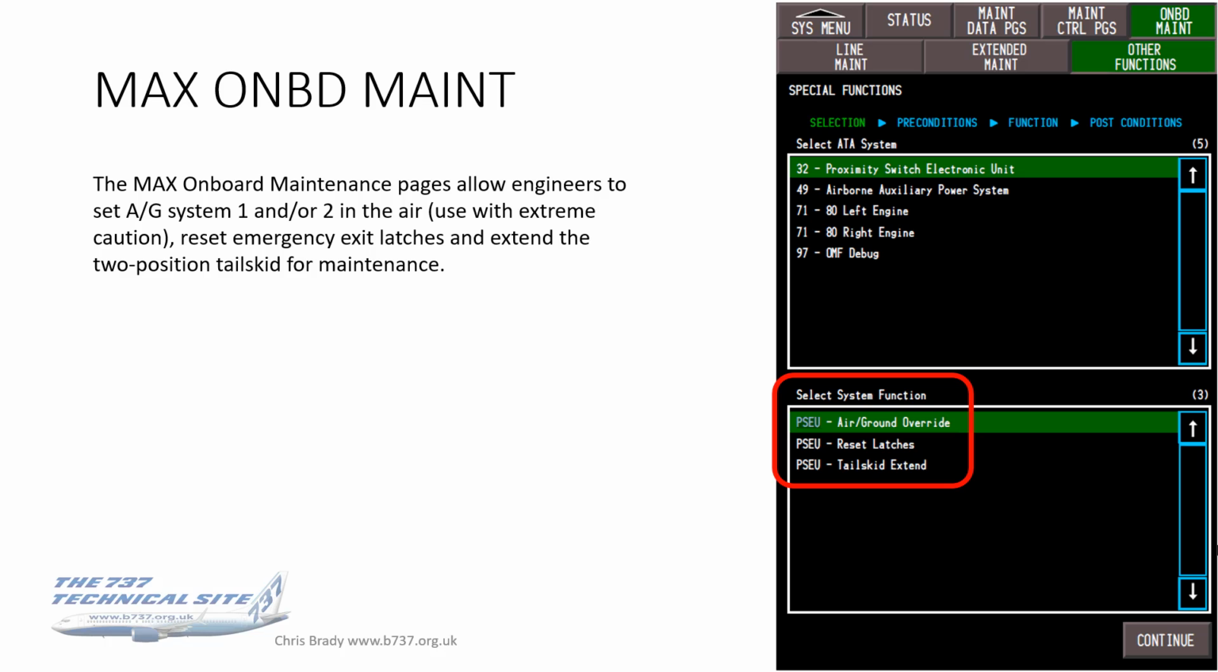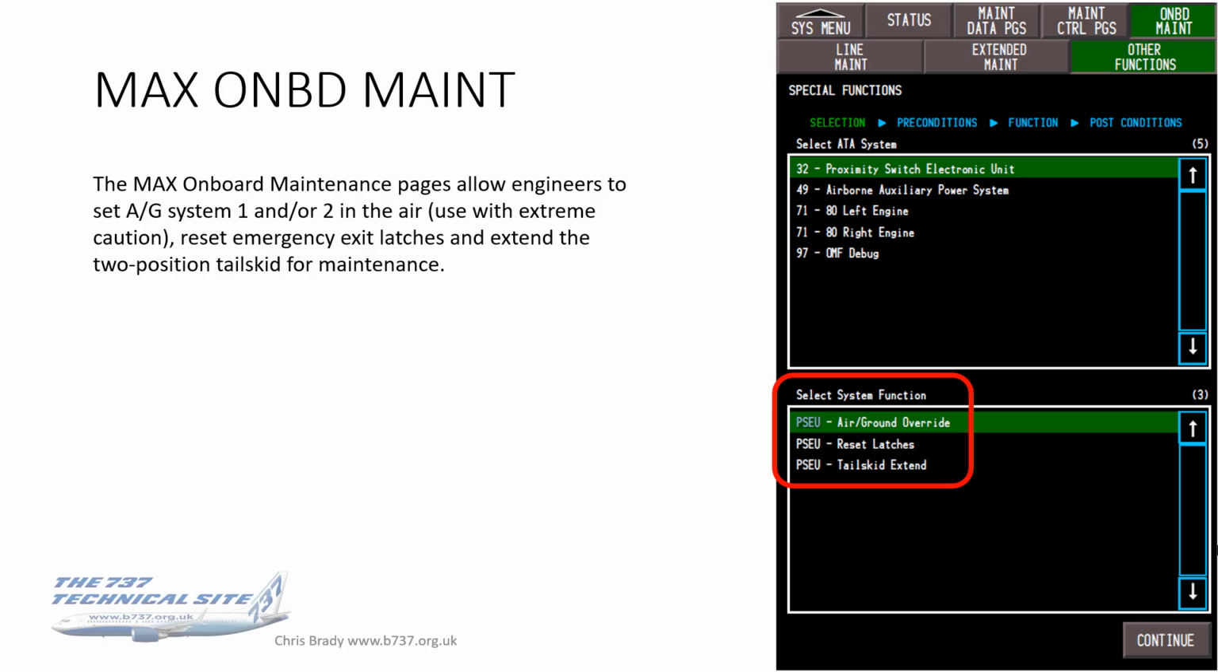The onboard maintenance pages, which is just two clicks over to the top right from the maintenance data pages, allow engineers to set the air ground system 1 and/or 2 in the air. And again, please let me say, do this with extreme caution, because a lot of unexpected things happen when you tell an aircraft it's in flight when it's on the ground.